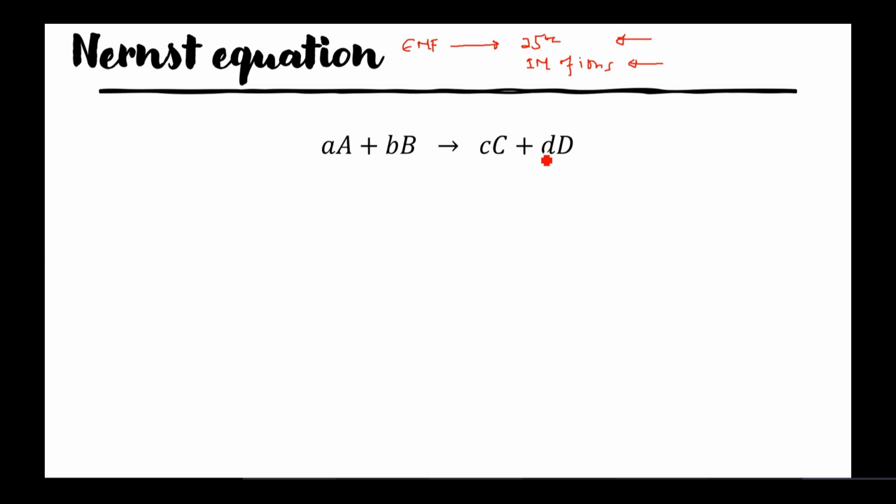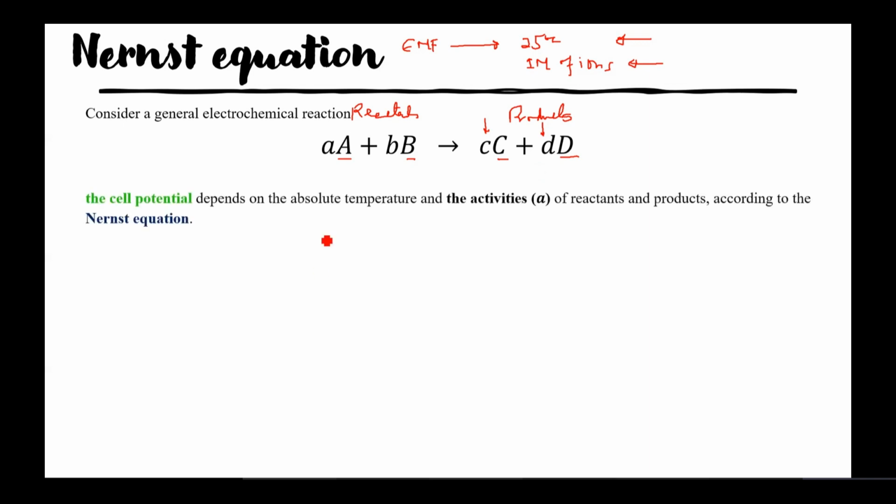Let's say you have a generalized chemical equation written over here. A and B are the reactants having their respective moles as a and b, and capital C and capital D are the products, and these two are the respective moles for the products. For such a general electrochemical reaction, the cell potential will depend upon the absolute temperature and the activities of reactants and products according to Nernst equation. What is activities? We'll come to know of it.